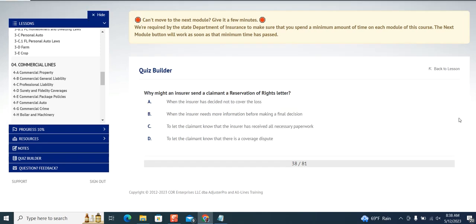It's all good. Why might an insurer send a claimant a reservation of rights letter? Okay, one of them definitions that Andrew has got to remember.